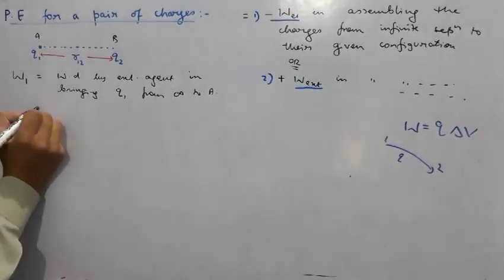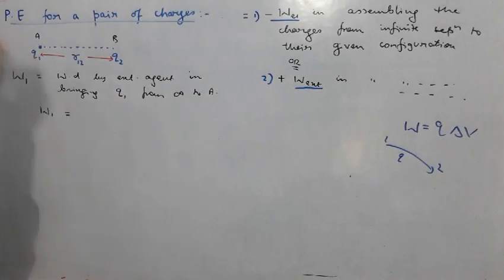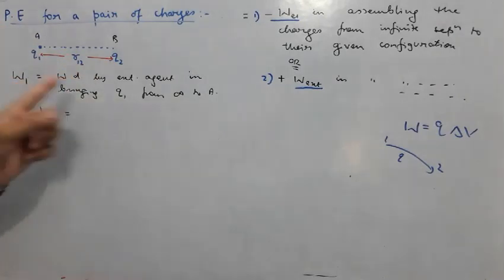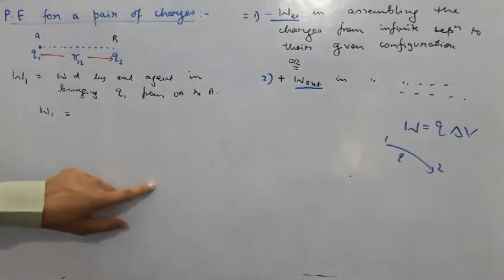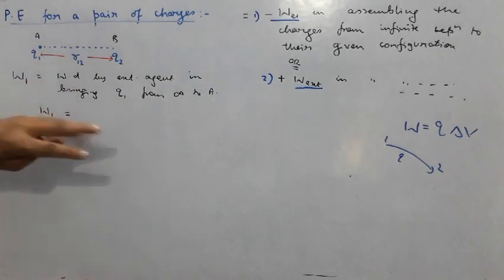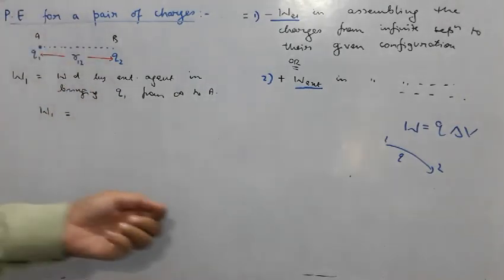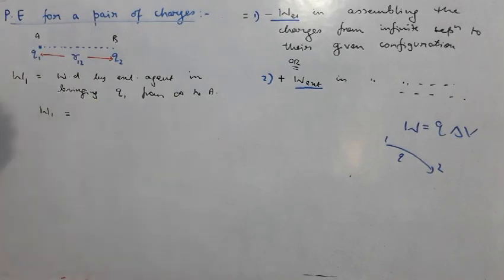Now this work done W1, remember Q2 is not present here. First I am bringing Q1, then I will bring a Q2. So when I bring a Q1, before it is brought, there was no charge over here. So there is no electric field. So I will not feel any force to pull it.